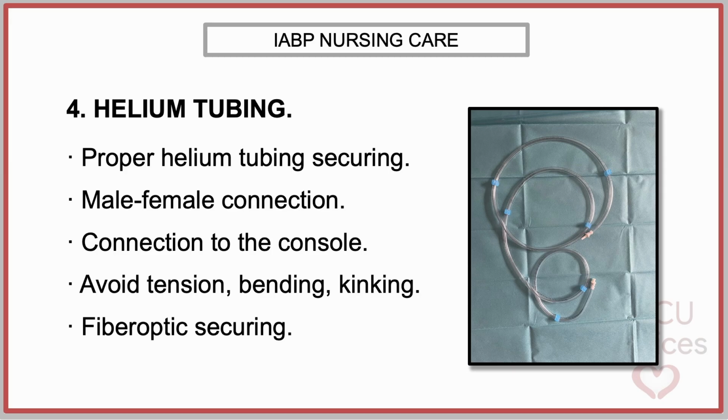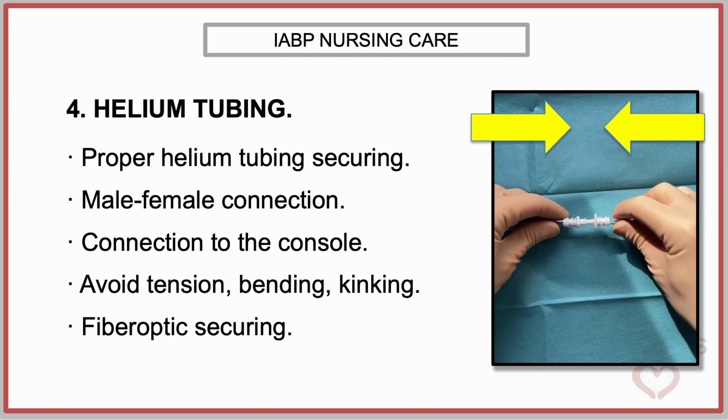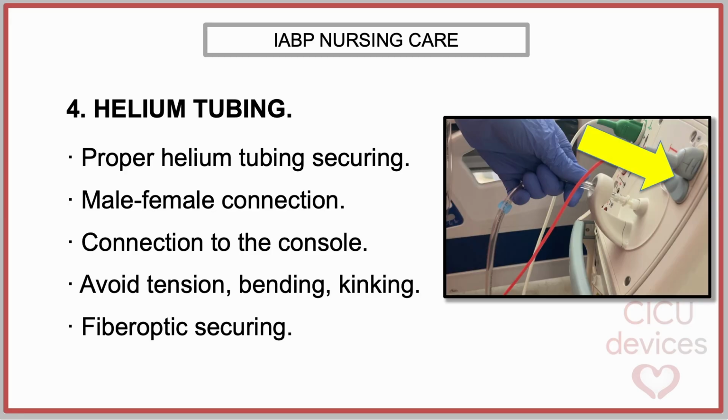This tubing is essential for the delivery and removal of helium during balloon inflation and deflation cycles, and therefore must remain unobstructed and protected from tension, kinking, or accidental disconnection. Upon admission to the ICU, nurses should verify that the male-female connector linking the catheter helium port to the helium extension tubing is firmly secured. In addition, the tubing should be checked to ensure that it is safely connected to the console.